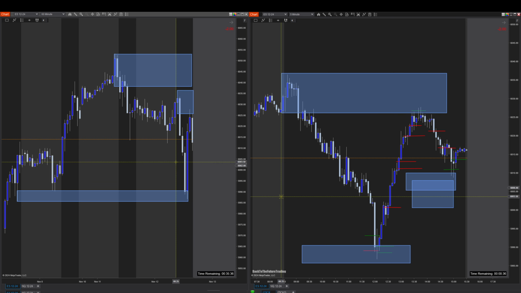So, pretty cool day. Unfortunately, we missed the short down, but we caught the long up and the short to the end of the day. And that's how you capture market turning points.